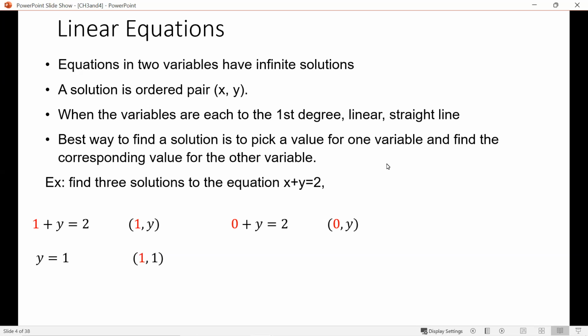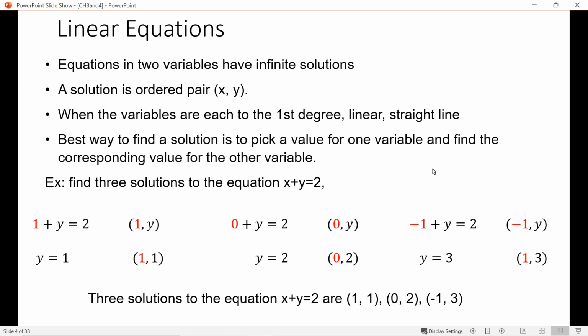We can pick another value for x. Let's make x 0, then y is 2. So the ordered pair 0, 2 is another solution. We can make x negative 1, and then y is going to be 3. So the ordered pair negative 1, 3 is going to be a solution. Okay, so that's how you find solutions to these linear equations. Again, we could pick any value for x in this situation, and we would have an infinite list of these ordered pairs. In linear equations, it is also okay to pick a value for y and figure out what x is.